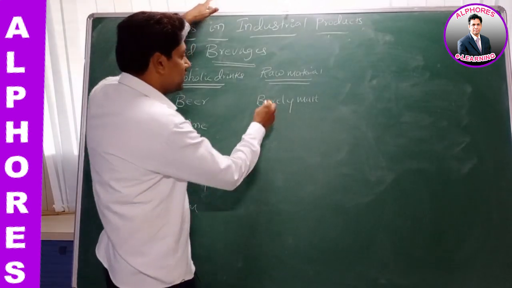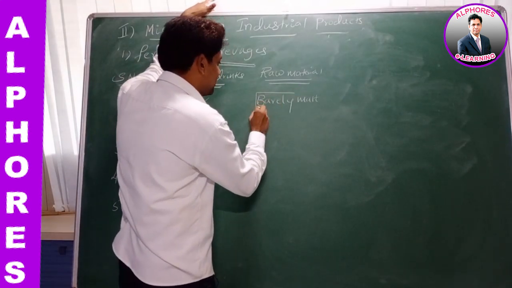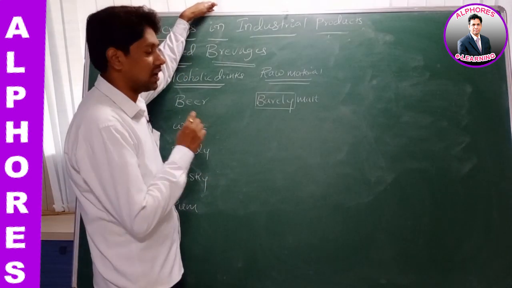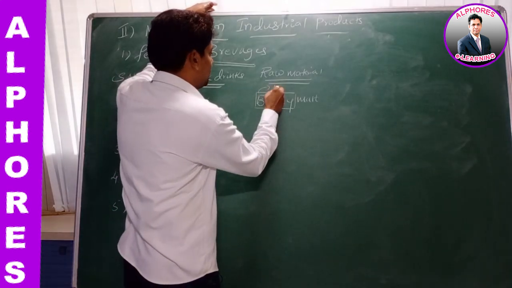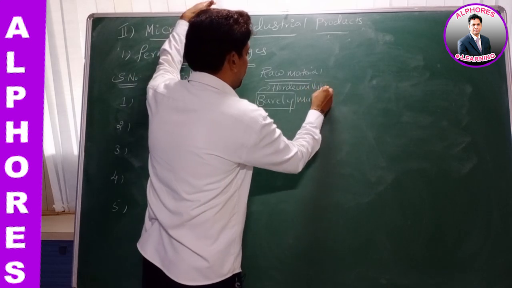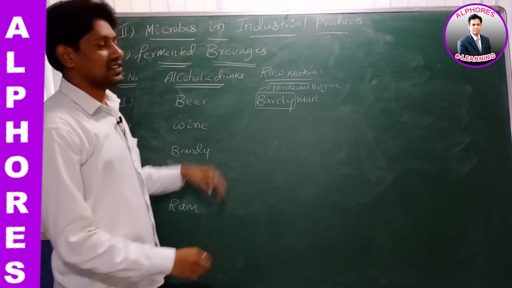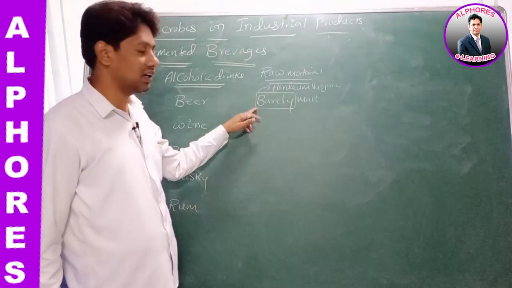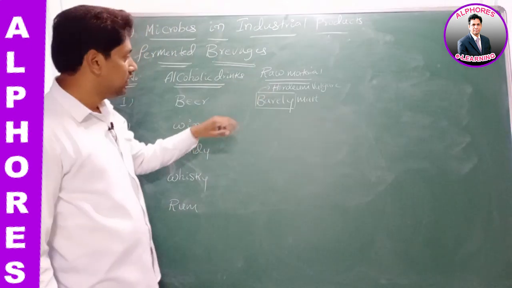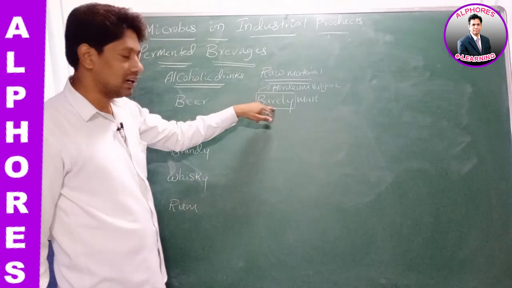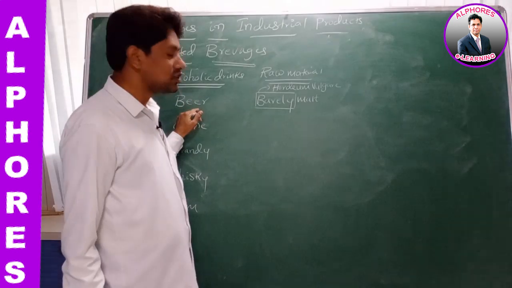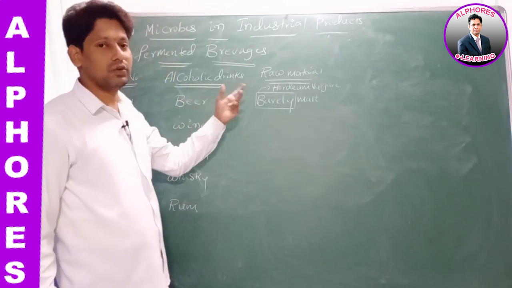What is the scientific name or botanical name of the barley plant? It is Hordeum vulgare. It means when barley malt undergoes fermentation, it produces beer. Sir, is this beer produced with distillation or without distillation?